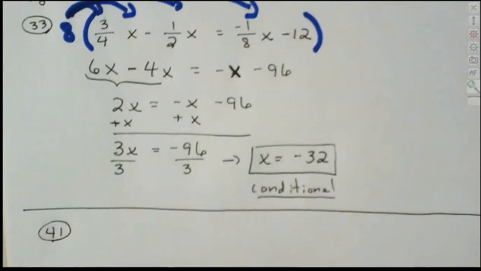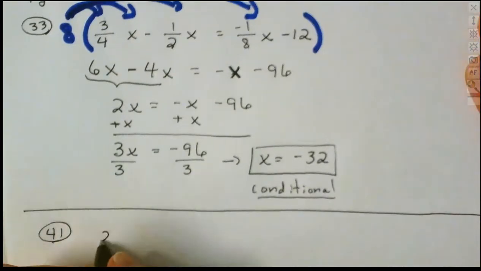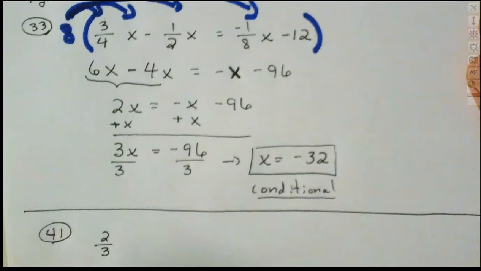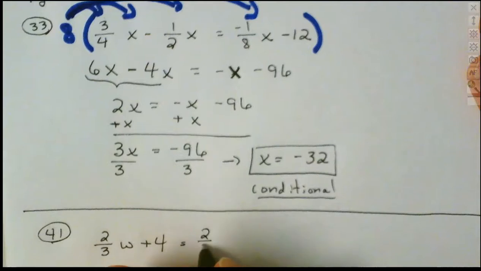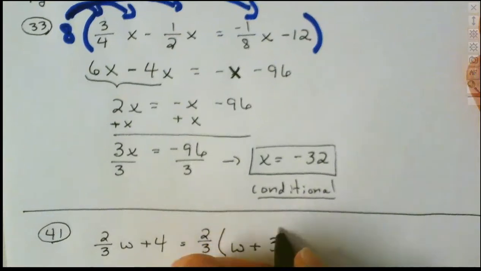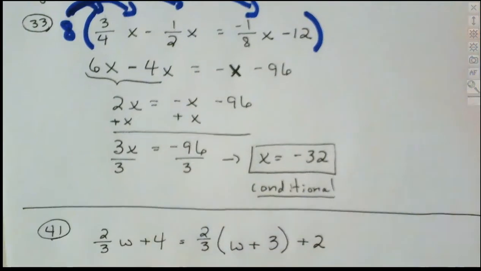So let's look at question 41 here. 2/3 w plus 4 equals 2/3 times (w plus 3) plus 2.